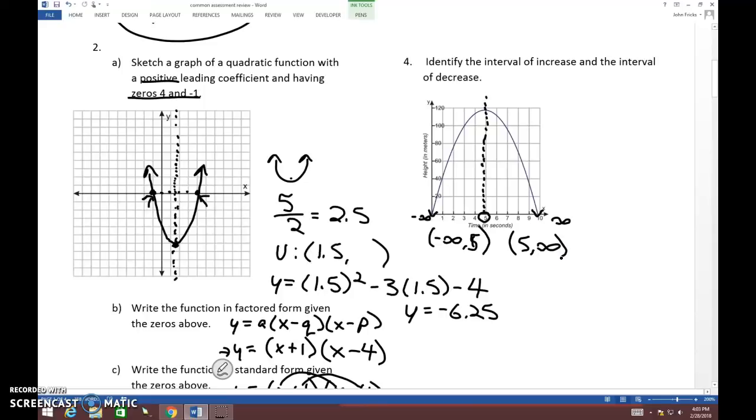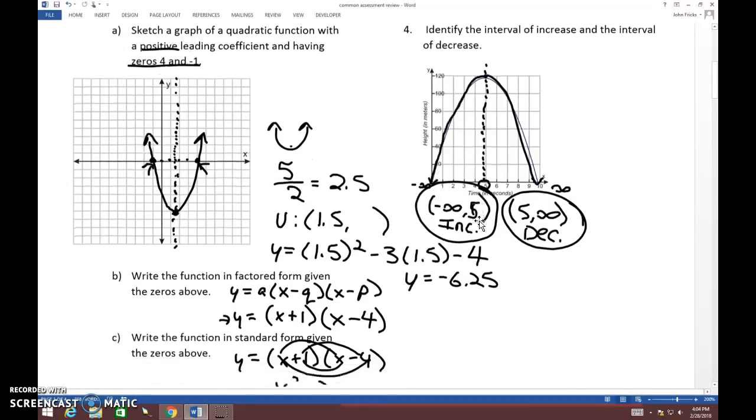Now, once we know our intervals, on this interval we start here, we go up. So we can see that this is going to increase up till it gets to the top. So this would be your interval of increase. And then on the other side, this would be decreasing or going down. So this would be your interval of decrease. So there's your decrease, here's your increase, and you can find your answers by going through that process. It's pretty easy, not too bad.